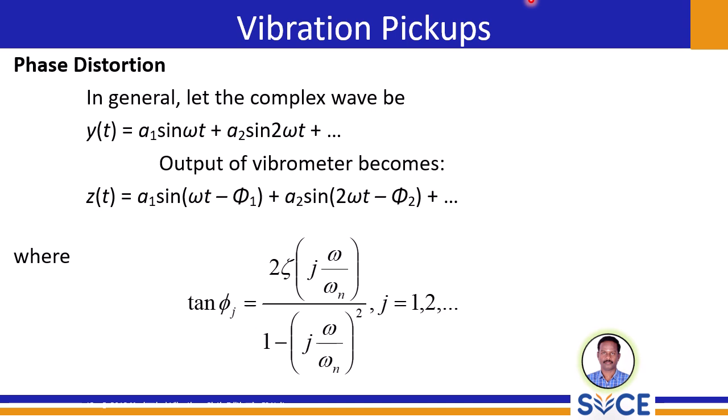The different phase shift among components is what leads to the distortion of the overall waveform in the output signal. So to minimize the phase distortion, we ideally want the phase shift to be linearly proportional to the frequency, which is often approximated over a certain operating frequency range by carefully selecting the instrument's natural frequency and its damping ratio.